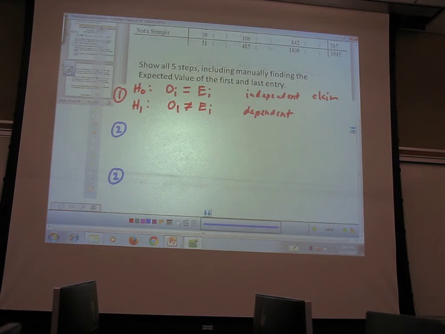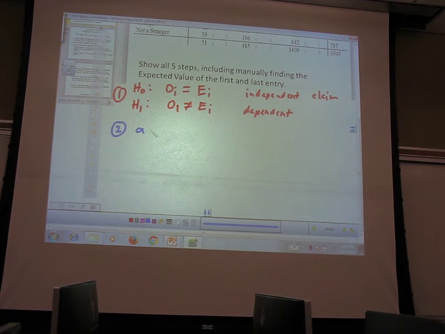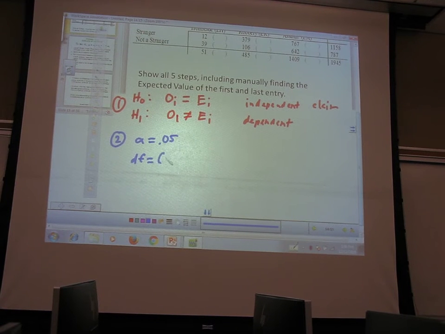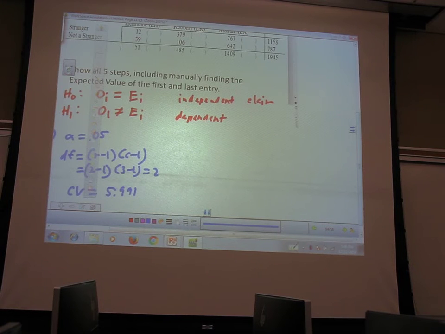You would do the alpha, which is 0.05. And then you are going to say that the degrees of freedom is equal to the rows minus 1 times the columns minus 1. So it's going to be 2 minus 1 times 3 minus 1, which is 2. Use the chi-squared table for the critical value, which is 5.991. So you're going to draw your picture over here, and you're going to shade it. And then that's 5.991. Great.